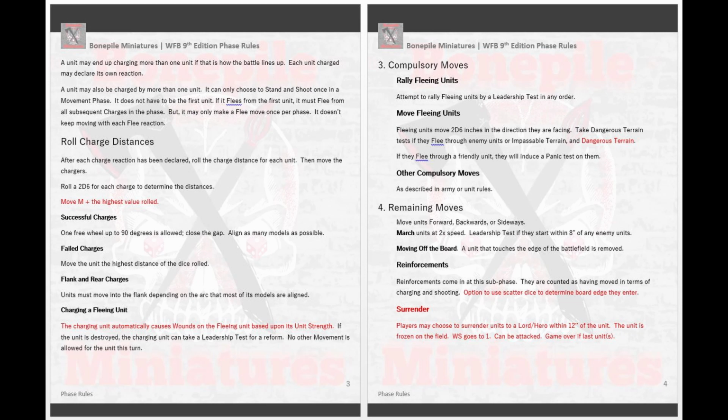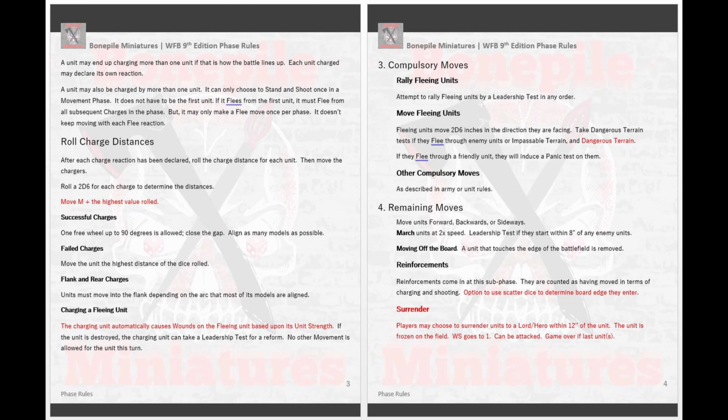Now I picked up this idea on changing the charge distances from the Warhammer Armies Project. And I think it's a great idea. I like this rule because I think some of the charge distances seen in the 8th edition tended to get unrealistically long in some cases. And so this rule helps tame that down a bit.